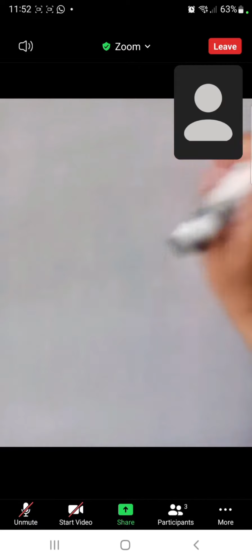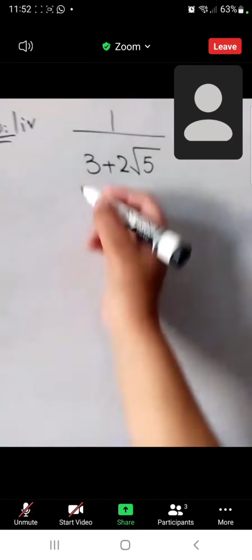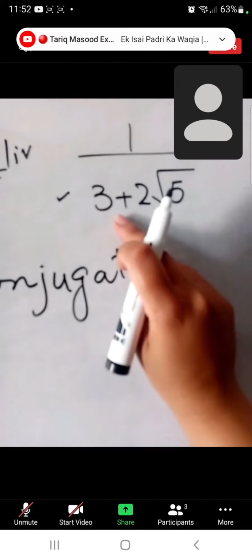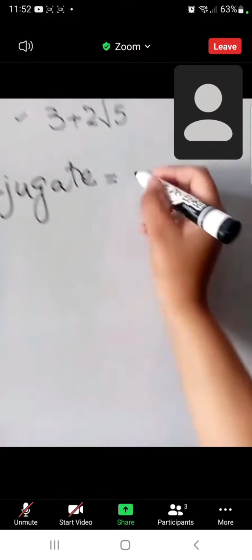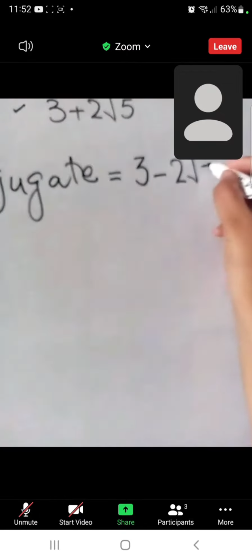If it is multiplication, then you simply select the radical term and multiply and divide it by it to get a rational term. But it is plus. When you have plus or minus, consider the denominator and take its conjugate. Write its conjugate here. If it is 3 plus 2 times under root 5, its conjugate will be 3 minus 2 times under root 5.